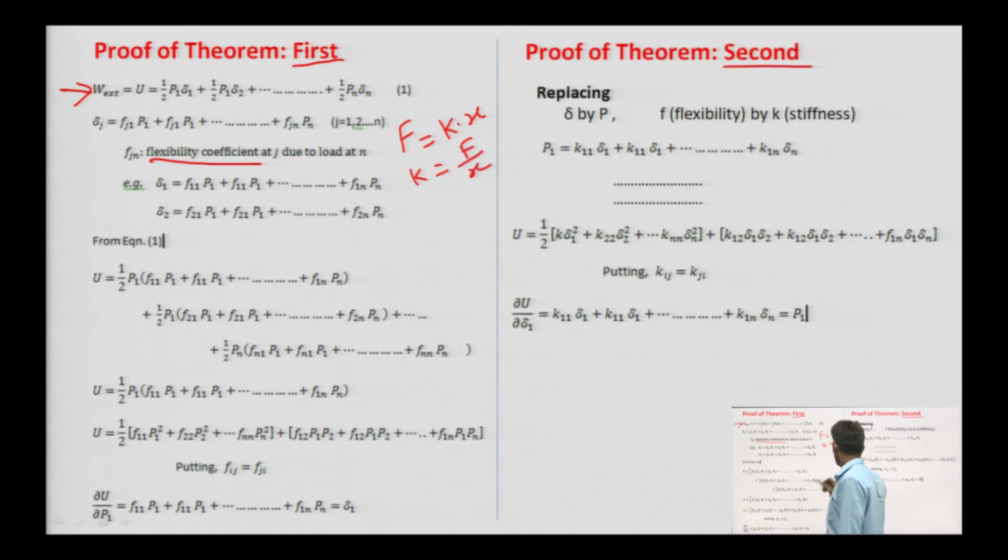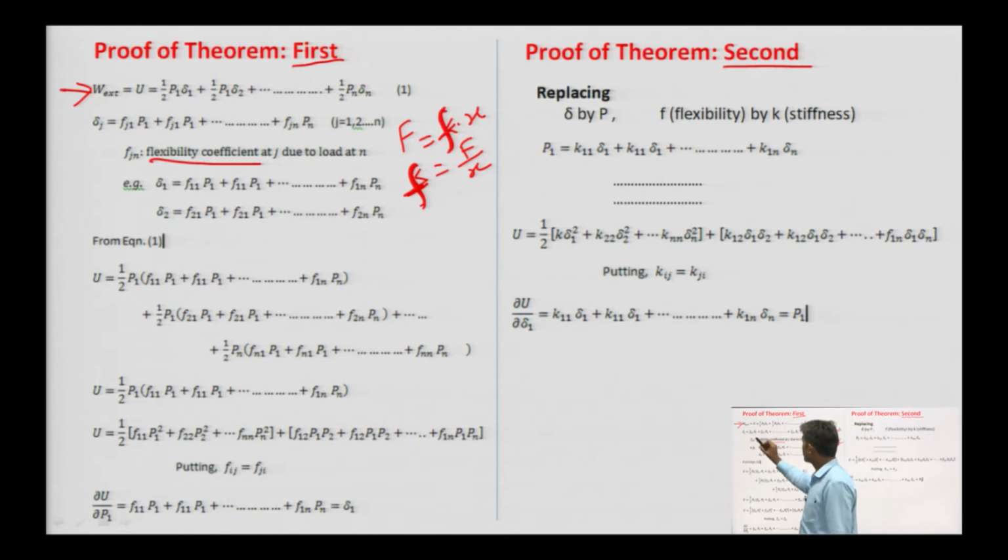Not k, write it as f, that is f for flexibility. So, f here is flexibility, and what is the definition? The definition is the required force to produce unit displacement. Flexibility coefficient is the required force to produce the unit displacement.